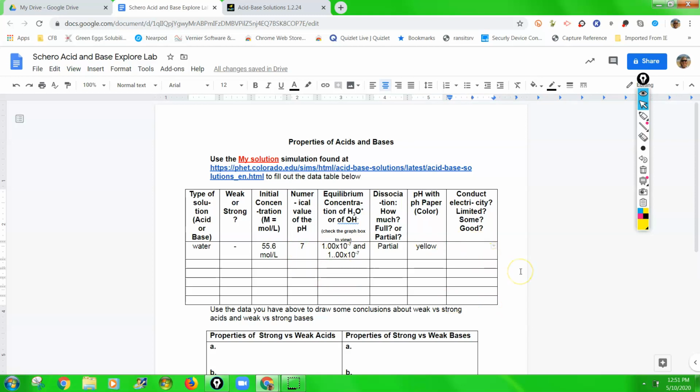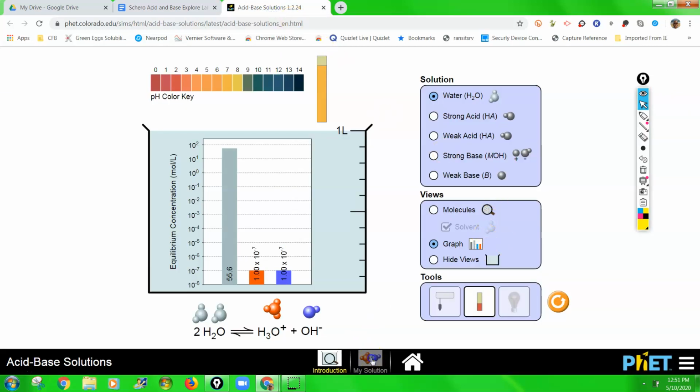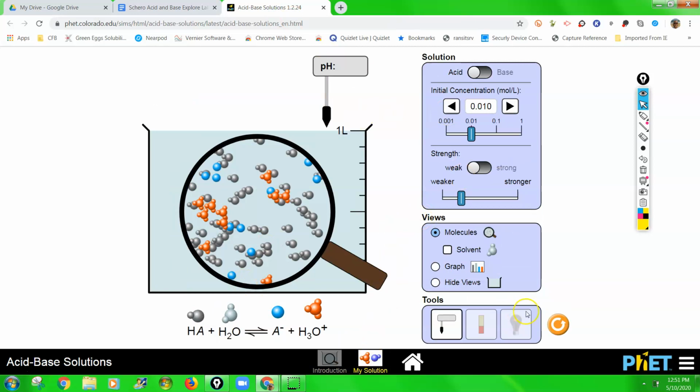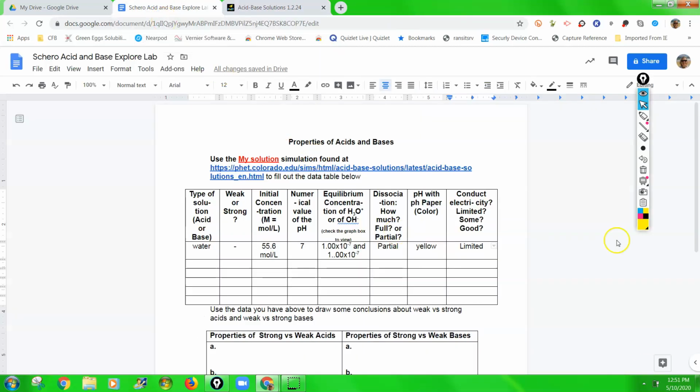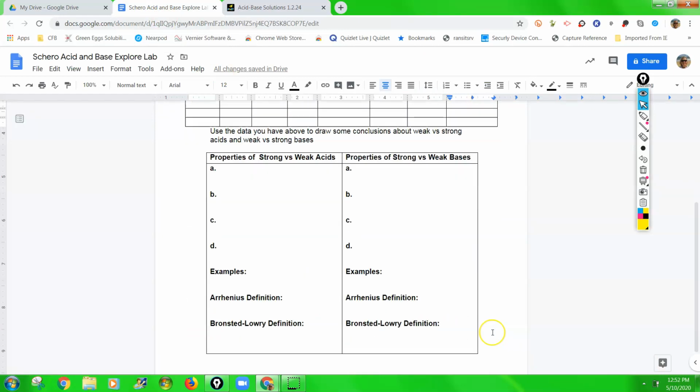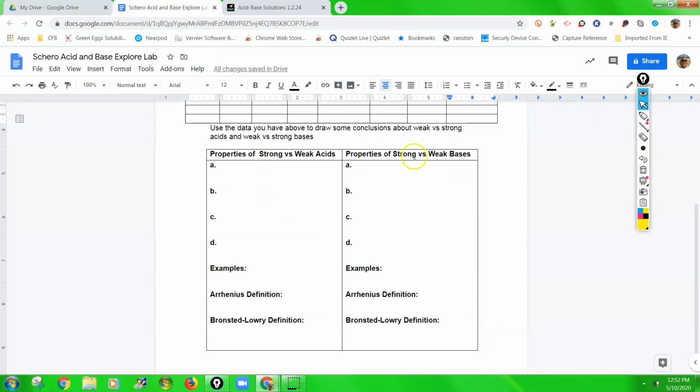And now conductivity, did it conduct electricity? And so we have to ask ourselves, was it limited, some, or good? And this one is limited. And so we've completed the first one. Your job is to do at least 5 more of these to change the solution, change weak or strong, say acid or base, tell what your initial concentrations are. And this is where you will switch over to your solution and make the changes and practice with it just a little bit. Once you get done, then you are going to summarize what you find out.